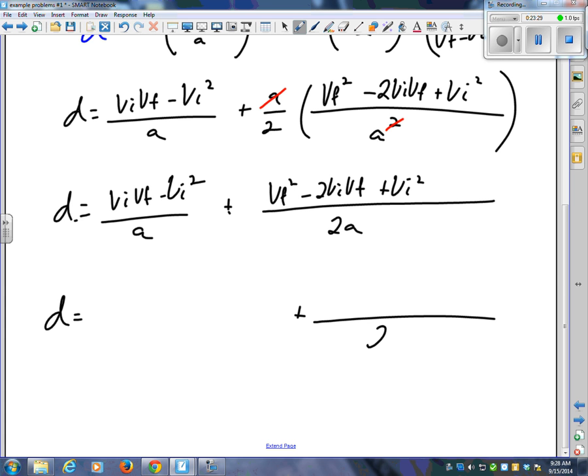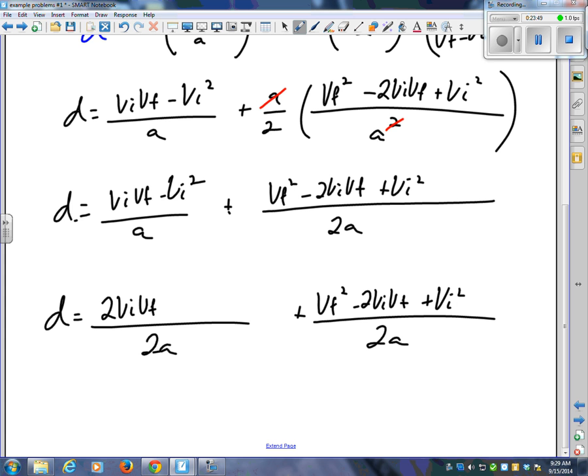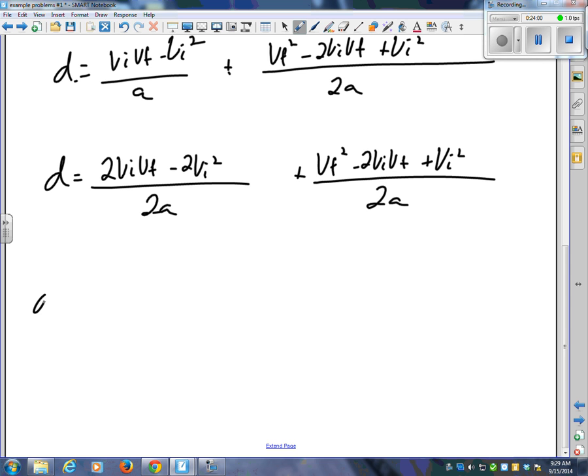So this is the part I hate, having to rewrite everything. But I do it because I do it in support with you. Okay, so in other words, I gotta make this whole thing over 2a, right? And how do I do that? By multiplying the top by 2 as well. So it's gonna be 2 vi vf minus 2 vi squared. And now that it's common denominator, I can write the whole thing all over 2a, right? And here's where it gets good.